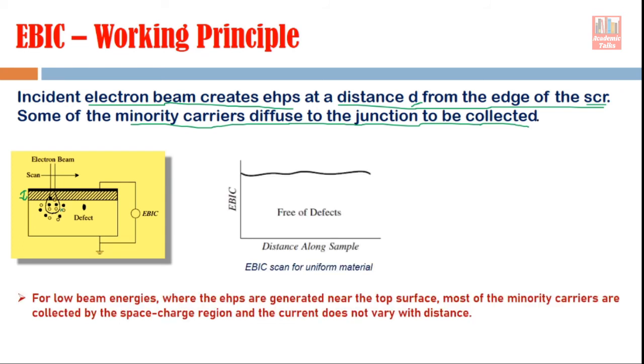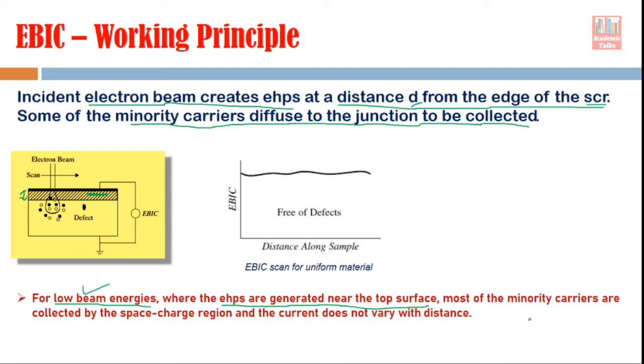Now you see this one case. Suppose the energy of this electron beam is low. It means the electron hole pairs are generated near the top surface. So maybe the electron hole pairs are generated somewhere here. I hope you are able to see this green line. So electron hole pairs are generated in this portion. Why? Because the energy of the incoming beam was low, right?